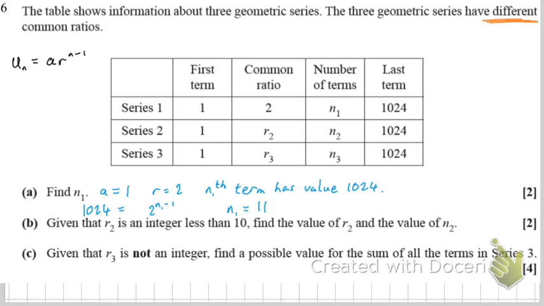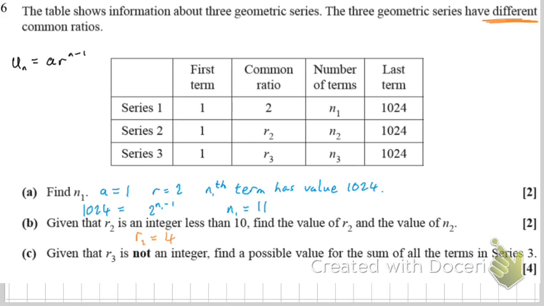Okay, part B. Well, I've written there r2 equals 4, because if you think about it, you need to start with 1, and you need to finish with 1024 by multiplying by an integer. Now we know it works for 2, because 1024 is a power of 2, it's the 10th power of 2. It's not going to work for 3, because if you write 1024 as its prime factors, it's literally just 2 to the power 10.